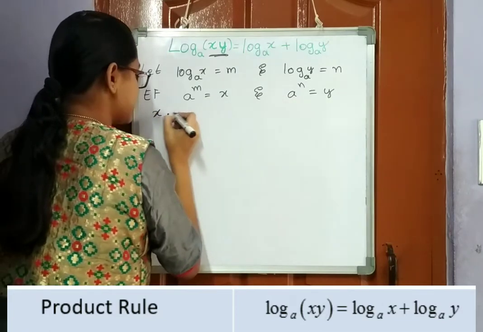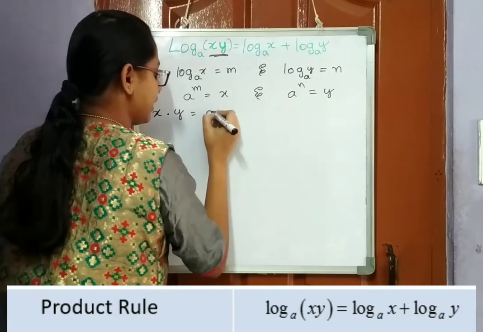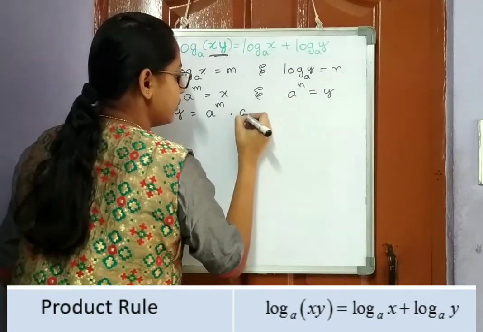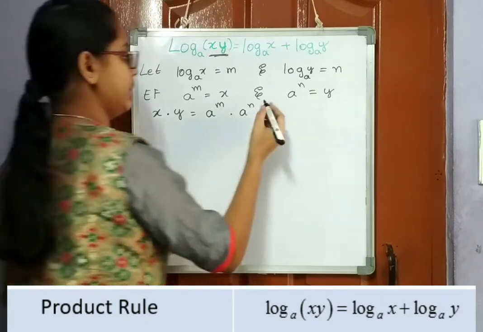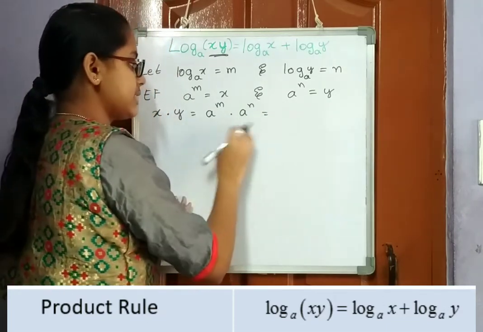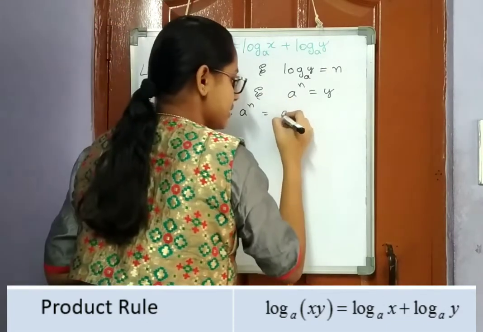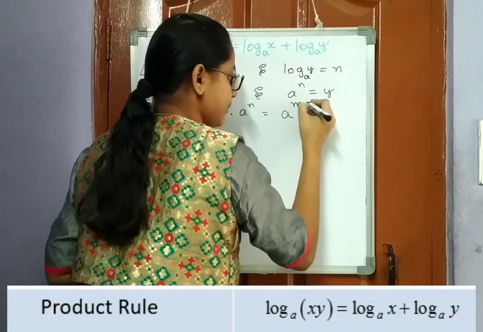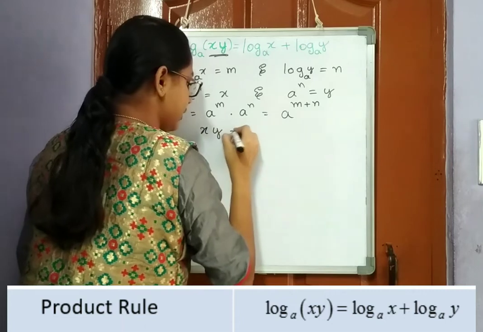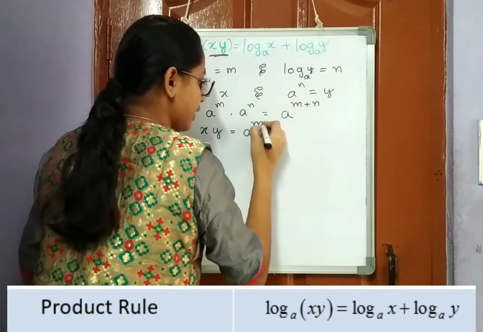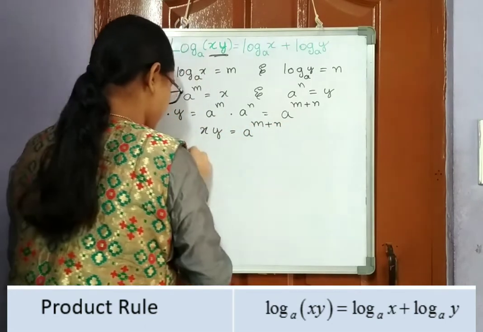That is, x into y, we will get a to the power of m into a to the power of n. Multiplying, we will get this. Now, the same base, the powers can be added. That is a to the power of m plus n. So, we get xy equals a to the power of m plus n.